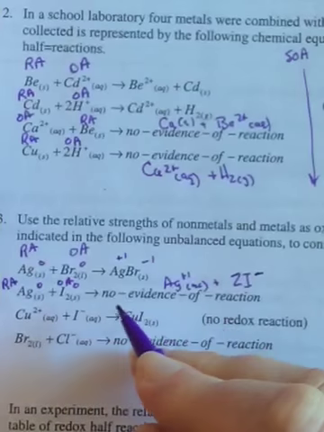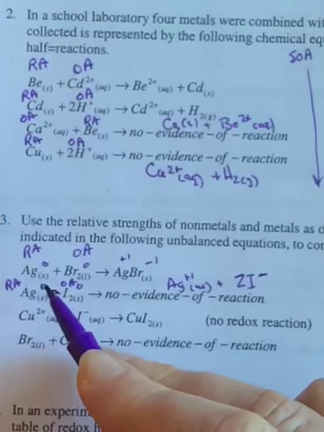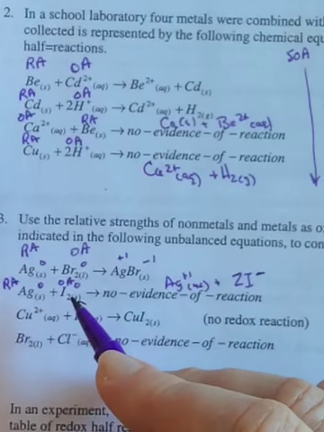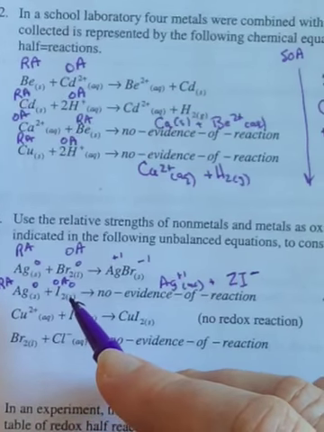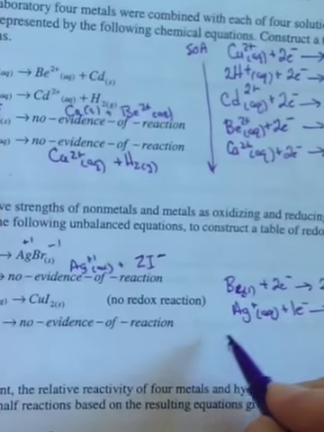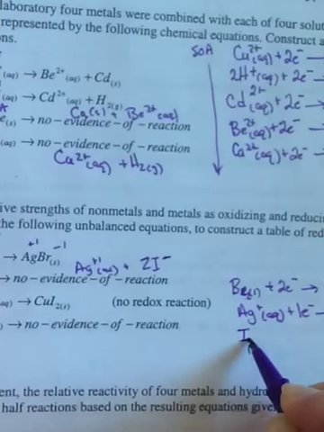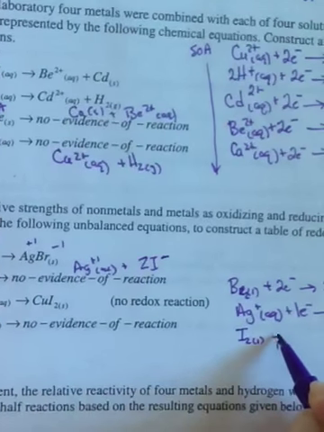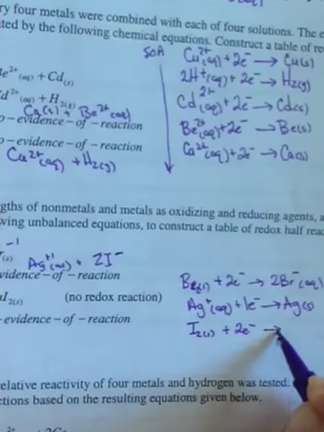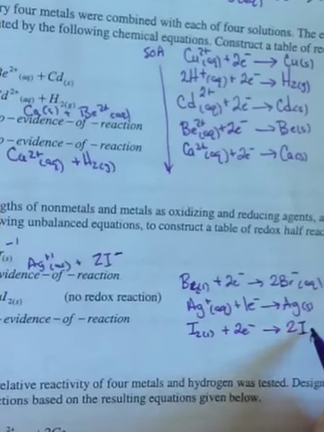Because it's not spontaneous, no evidence of reaction, it means that the reducing agent has to be above the oxidizing agent, which means the I2 is going to go below the silver. So over here, this will be I2 liquid plus, again, 2 electrons because of the diatomic, it has to balance, 2I negative.